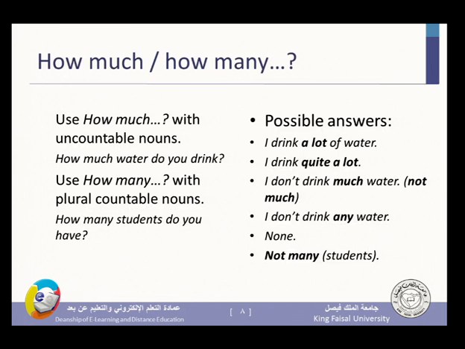With uncountable nouns, we use how much, because we couldn't count it. But with countable ones, we use how many. How many chairs do you want? How many tables do you have? Possible answer: I drink a lot of water. I drink quite a lot.